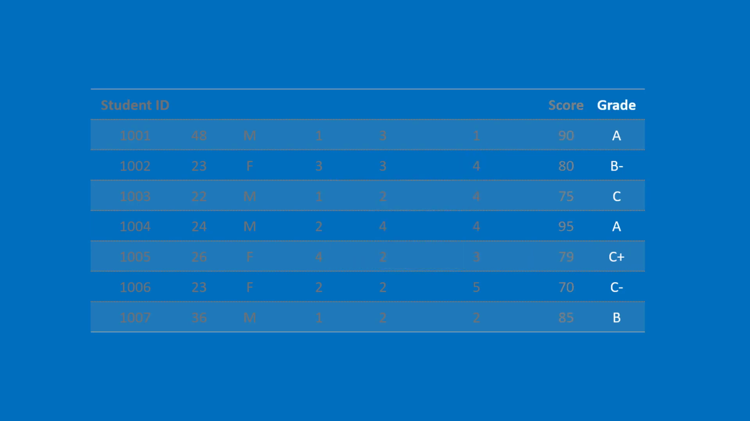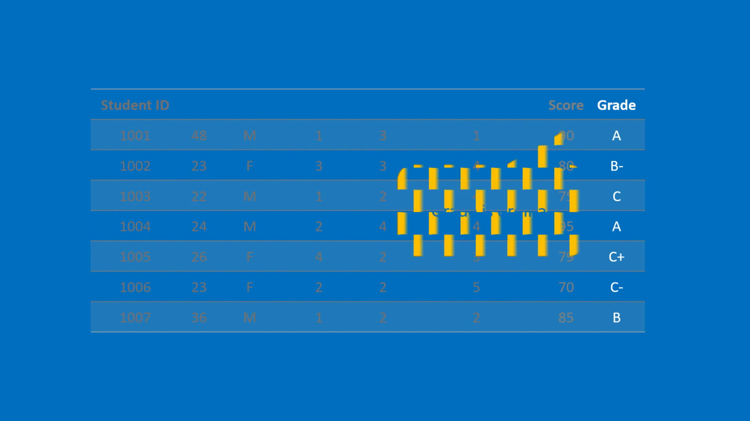And last but not least, grade is obviously not interval ratio. Question is, though, is it nominal or ordinal? Well, clearly a grade of A indicates that student 1001 did better than student 1002 who got a B-. Even though there are letters and not numbers in the column of data, we do have an element of amount, so you'd have to call grade ordinal.